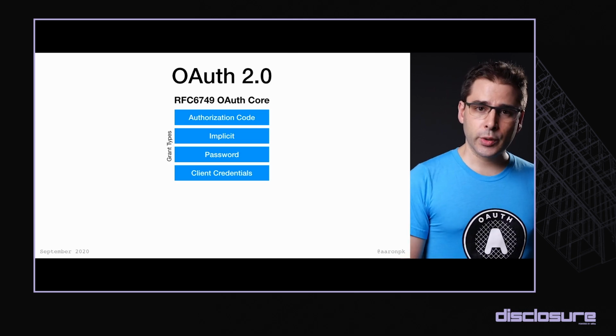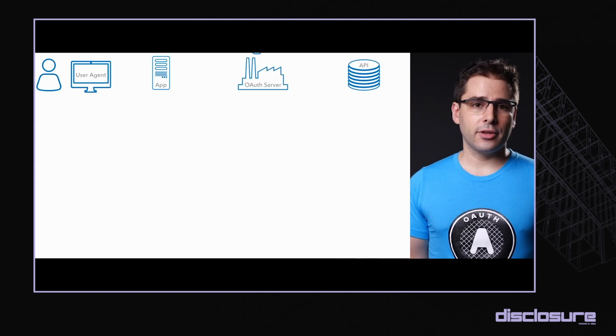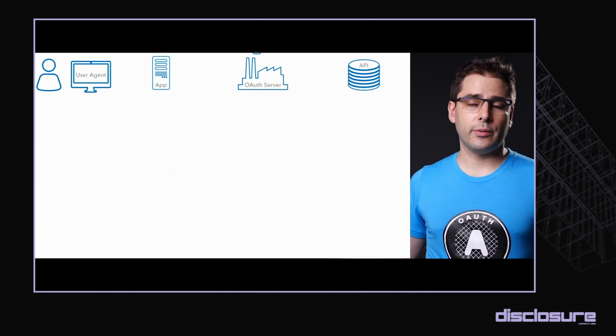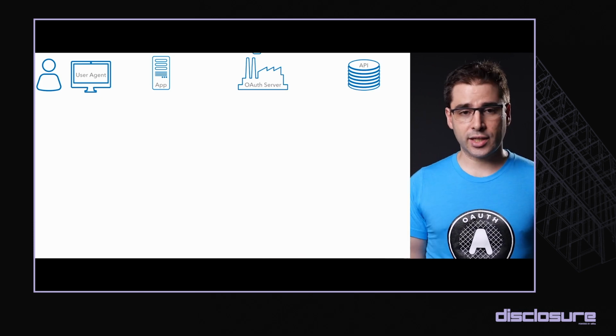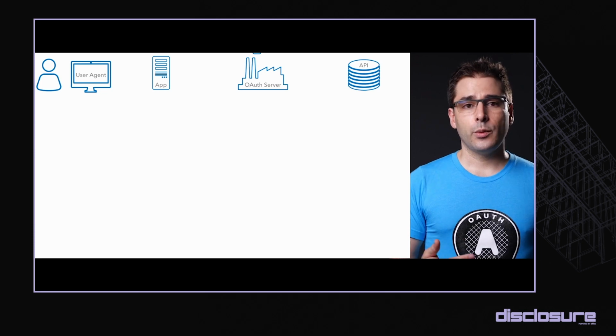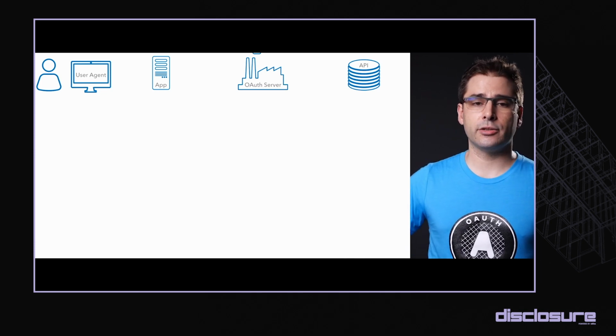But I want to go through just quickly what a basic OAuth flow looks like. So this is an example of the authorization code flow. We first start out with these different roles, right? We've got the user who's using an application at a browser. We've got the application that's running on a web server somewhere. And then we've got the two parts of the API, the OAuth server and the actual API server.